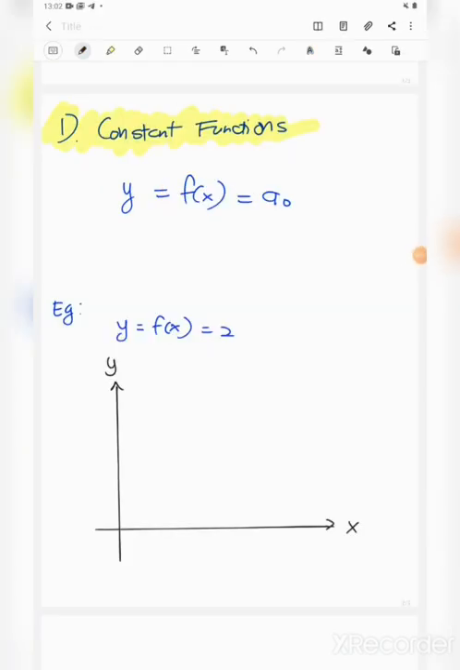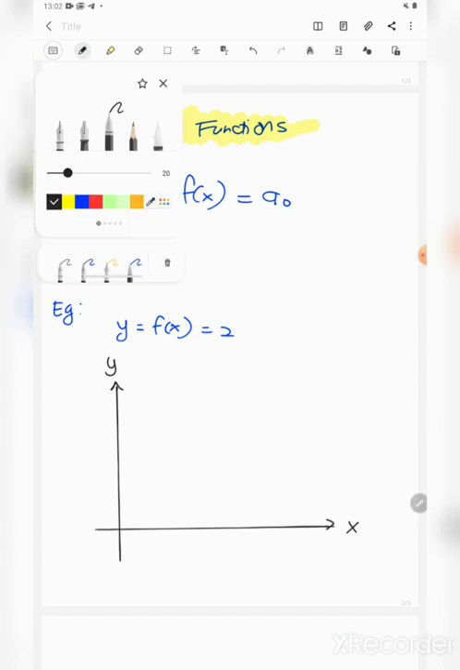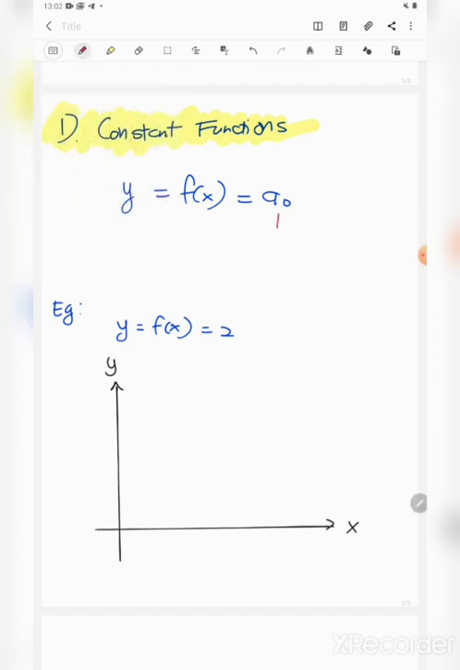Okay, number 1, constant function. The general formula for the constant function is y = f(x) = a₀. What is a₀? a₀ means any real number. This is the symbol for real numbers. It can be a negative number, it can be 0 or a positive number.